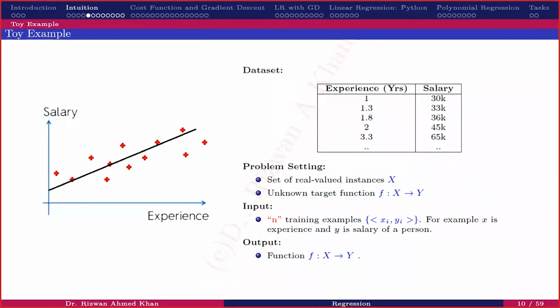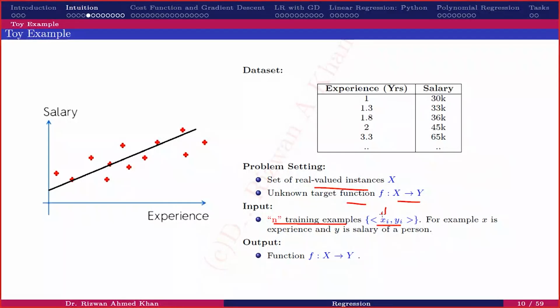So for the last two lectures, we have been looking at the problem of regression. This is the formalization of the regression problem setting. We are given a set of real valued instances, or feature vectors, and we want to find a target function that maps inputs to outputs. So if you are given n training examples, these examples can be denoted like this.